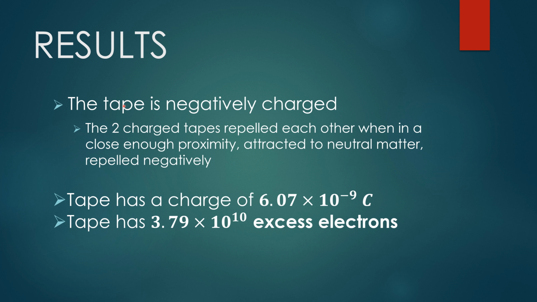So for the results of the experiment, we found that the tape is negatively charged. The two charged tapes repelled each other when in close enough proximity, and then it attracted to neutral matter and repelled the negatively charged pin. We found that the tape has a charge of 6.07 times 10 to the negative ninth coulombs. And then we also found that the tape has 3.79 times 10 to the 10th power excess electrons.